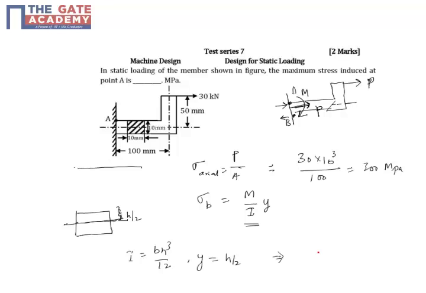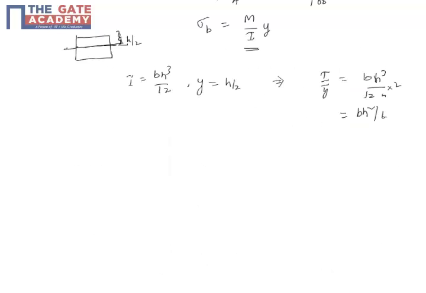So once you compute I by Y, what is I by Y? I by Y is the section modulus, and that you get as BH cube by 12 divided by H by 2, so it's BH square by 6. So sigma B is moment divided by BH square by 6, so 6M by BH square.